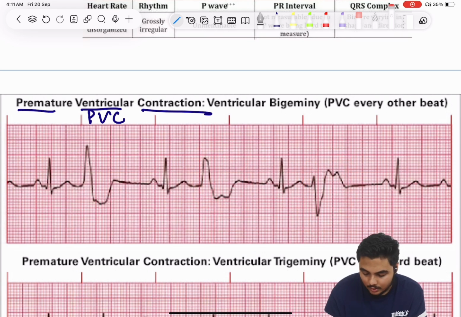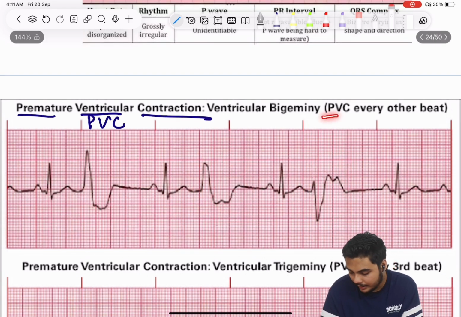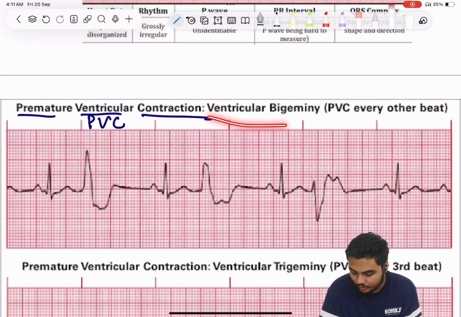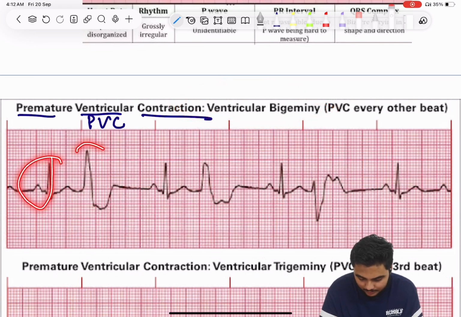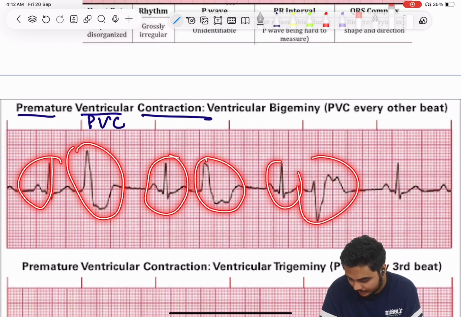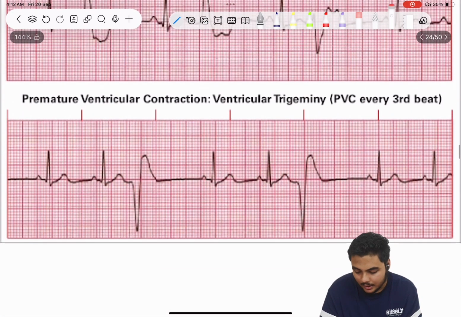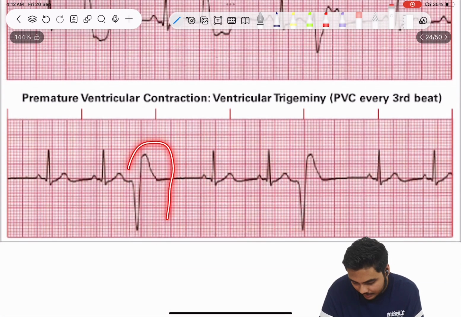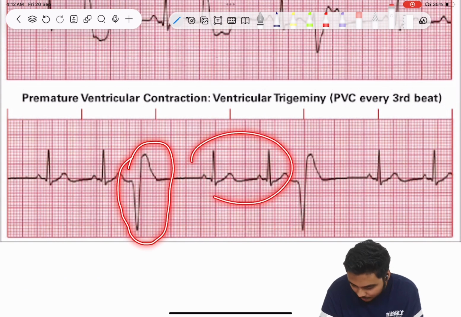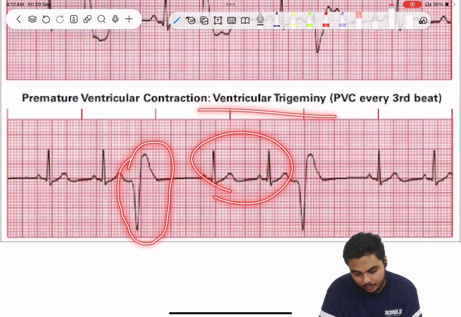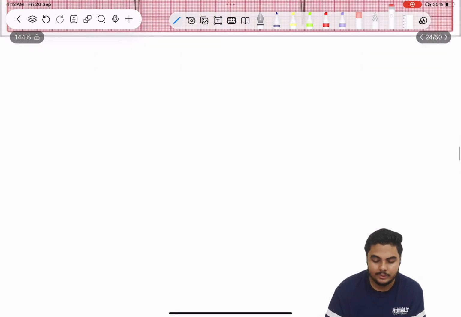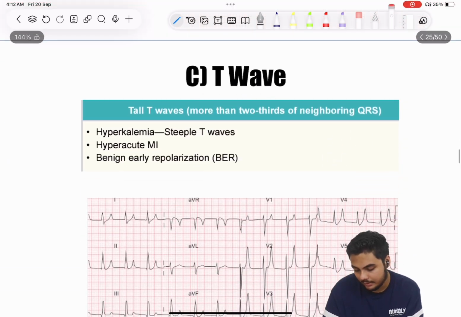So when there is a PVC after every normal beat, we call it a ventricular bigeminy, right? So you can see one normal QRS complex, then a PVC. Again normal wave, then PVC, again normal wave, PVC. This is called ventricular bigeminy. Now, when there is a PVC after every two normal waves, this is called ventricular trigeminy, right? So now we know ventricular bigeminy and ventricular trigeminy as well.